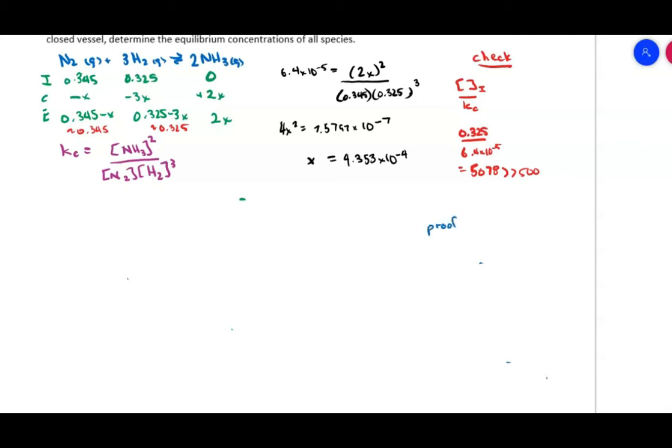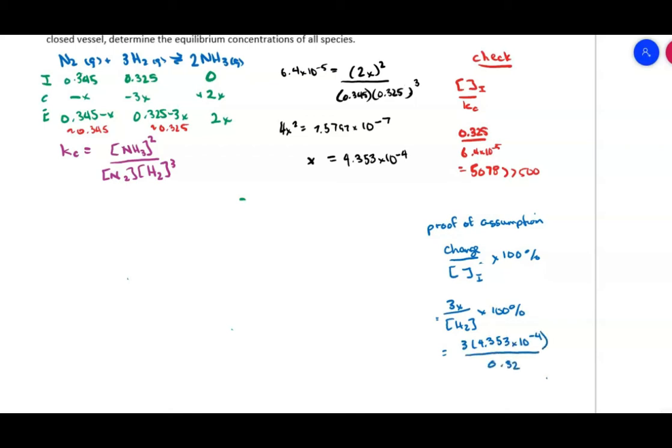Now what I need to do is check my assumption. So I can take my change, and here I'll take the largest change, and also the lowest initial concentration, and I'll divide my change by my initial concentration and multiply it by 100%. If this is less than 5%, that tells me that less than 5% of my reactant would change into product, and it would not be a significant amount changed. And so when we do this, we find that it's less than 5%, so my assumption was valid.